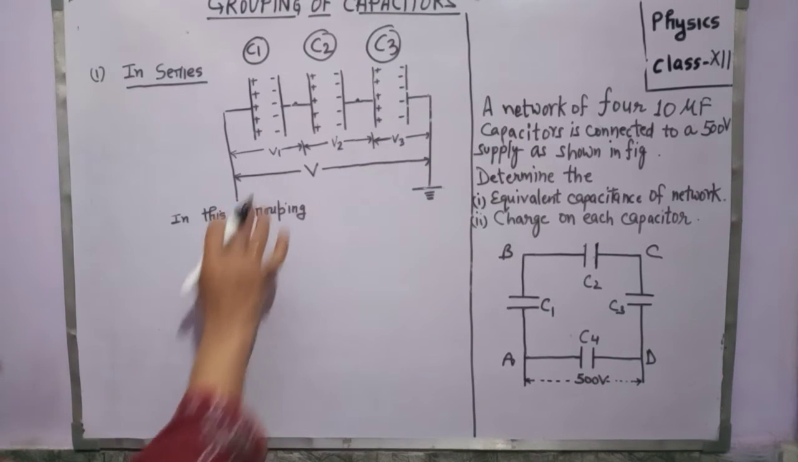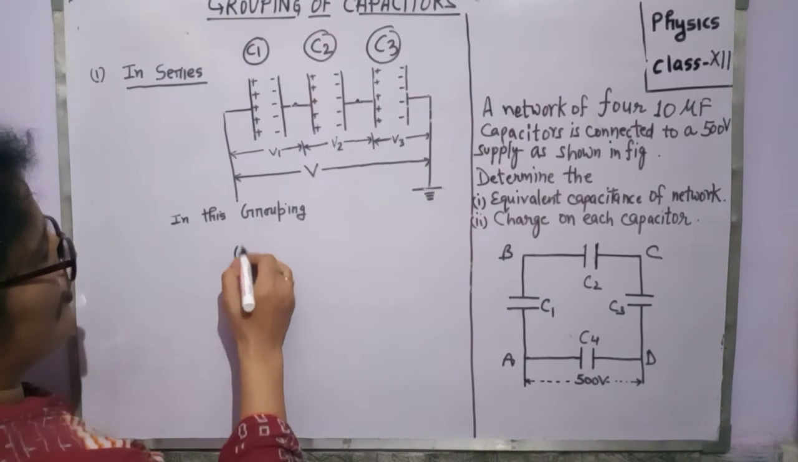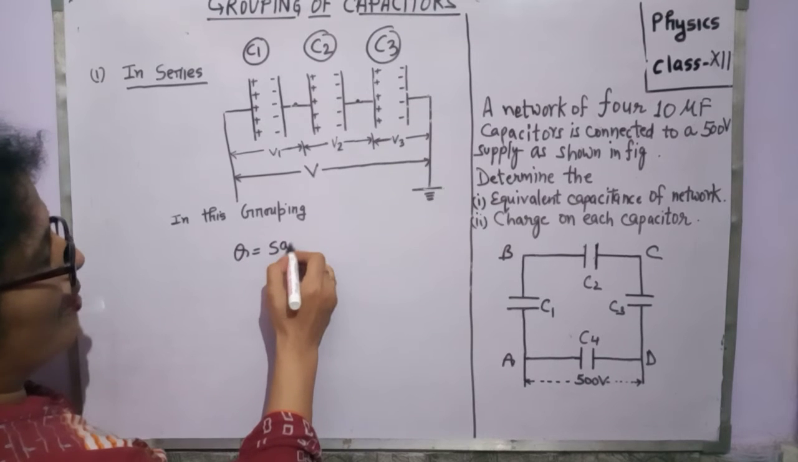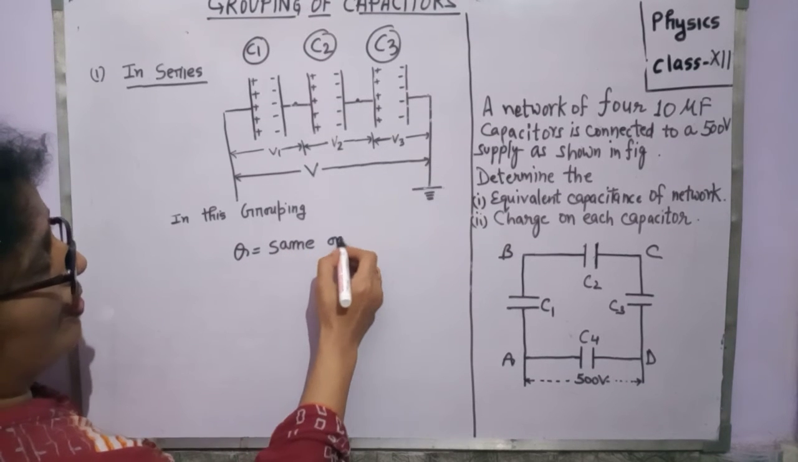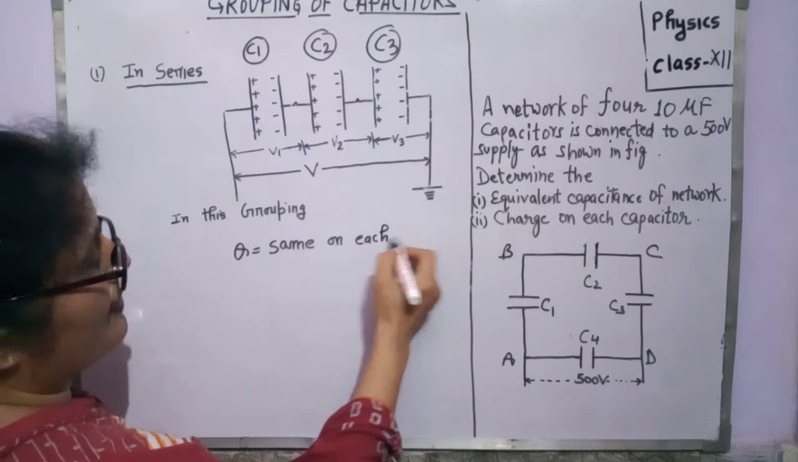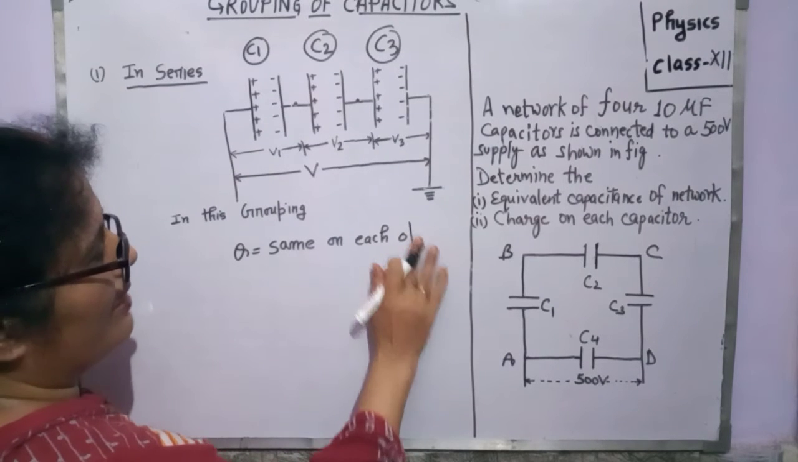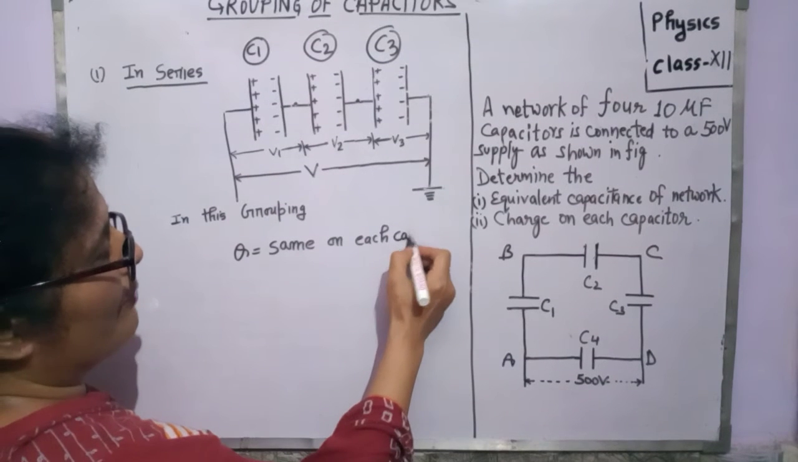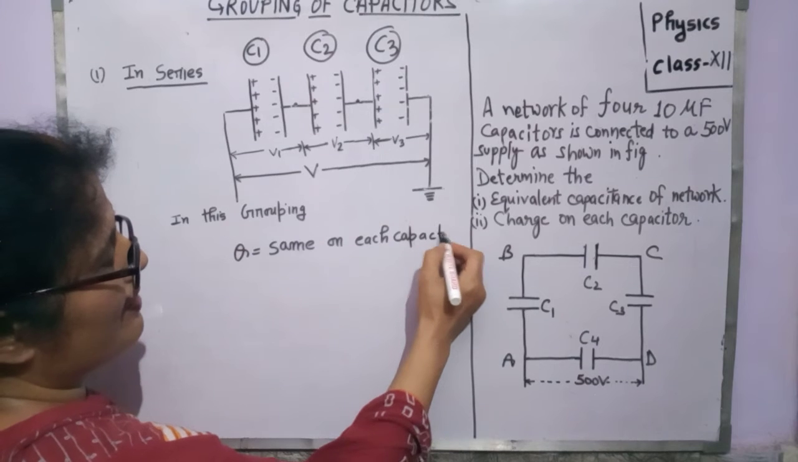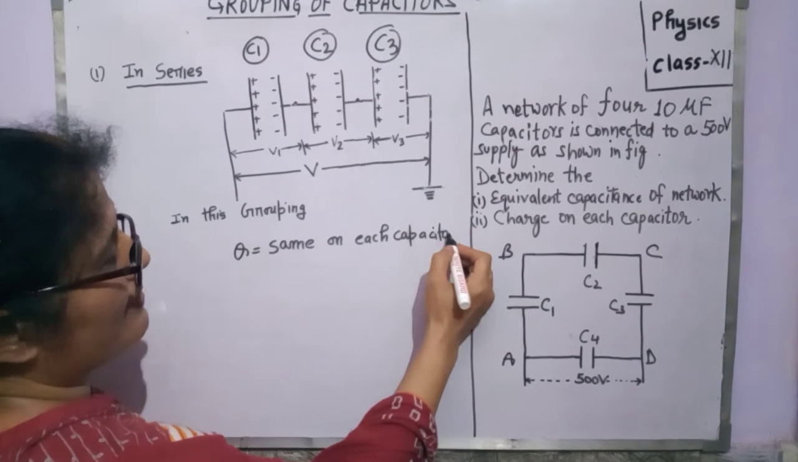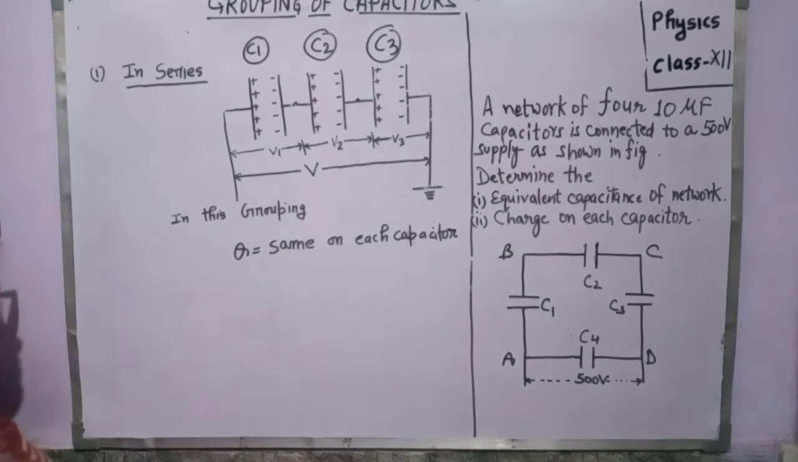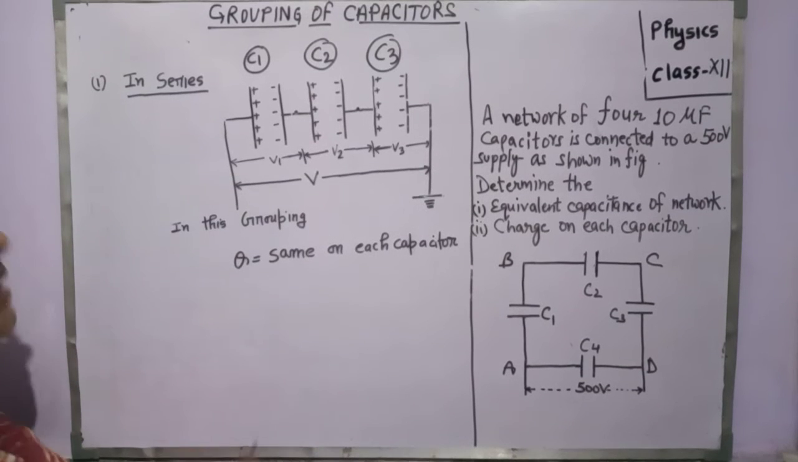In series, Q is the same on each capacitor. On each capacitor, one plate has positive charge and the other plate has the same amount of negative charge. Now we have given the first plate of the capacitor C1 positive charge.